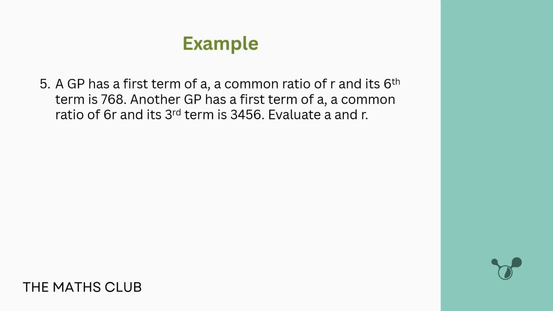It says that a GP has the first term of A, a common ratio of R, and its sixth term is 768. Another GP has a first term of A, common ratio of 6R, and its third term is 3456. Evaluate A and R.